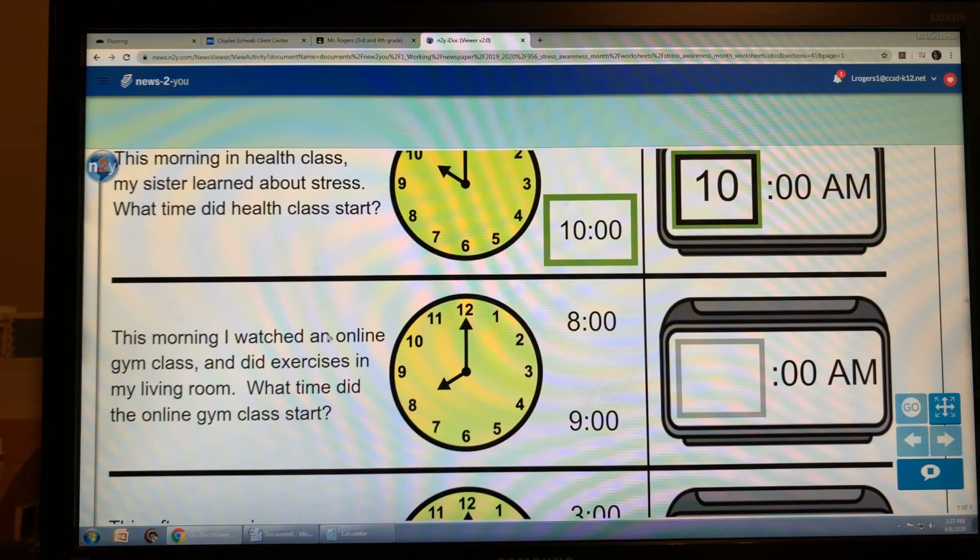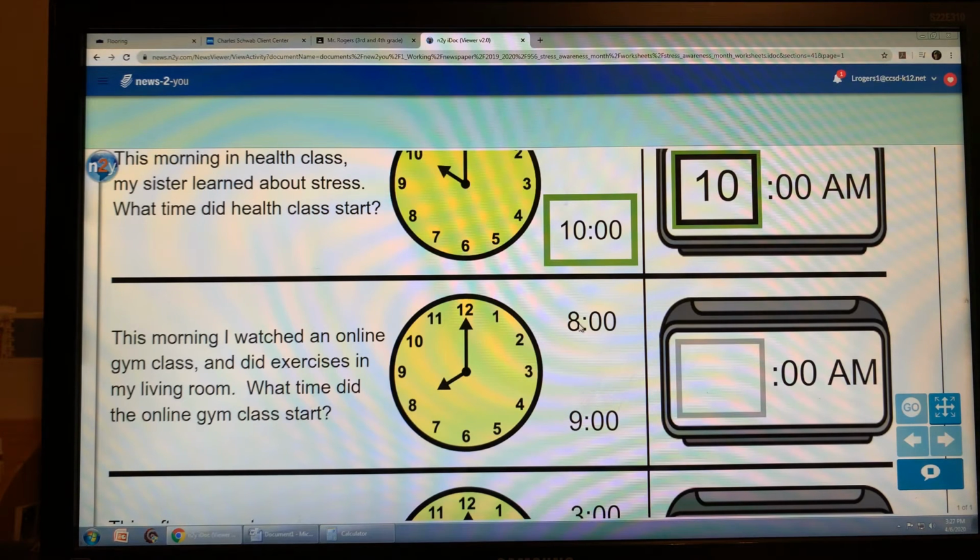This morning, I watched an online gym class and did exercises in my living room. What time did the online gym class start? So we're going to look. Our minute hand is at the 12, so we know it's an o'clock. It's 0 minutes past the hour. And then we're going to look at our hour hand, and it's an 8. So the gym class started at 8 o'clock in the morning.